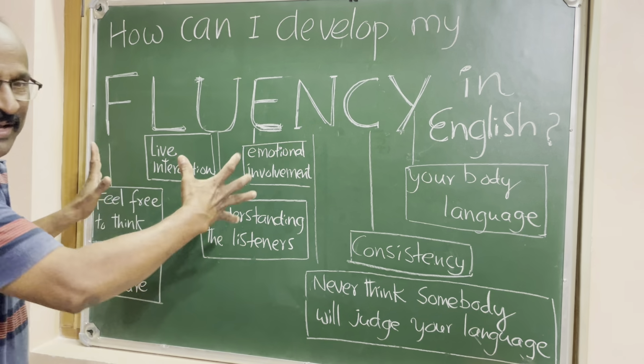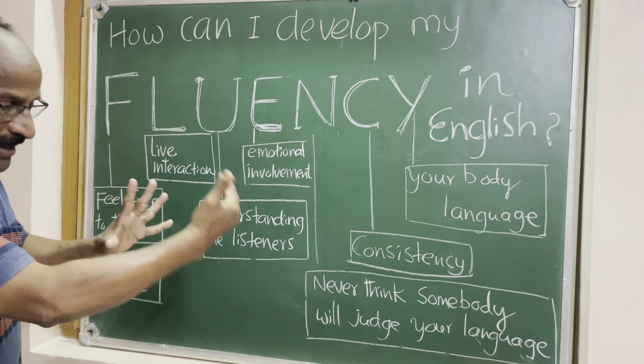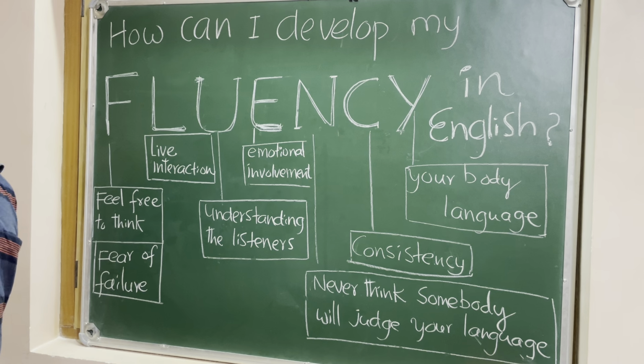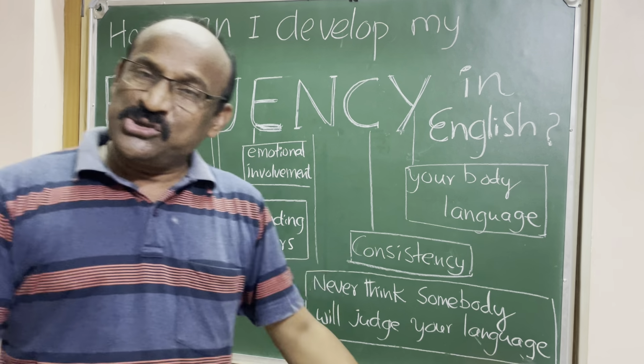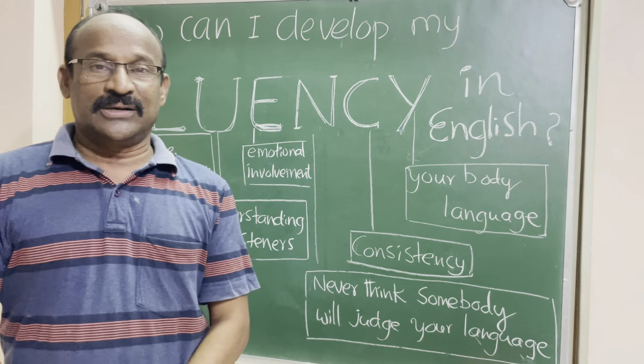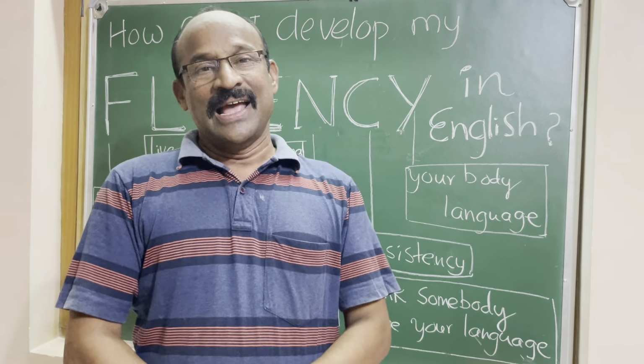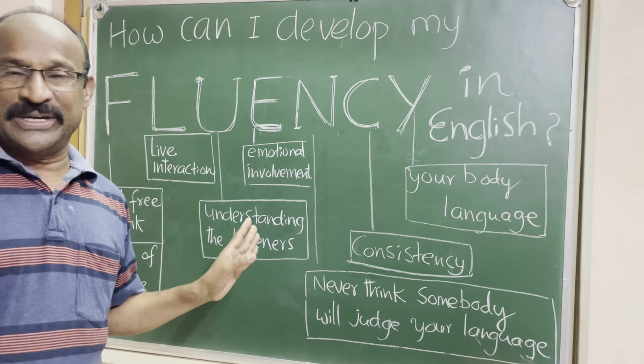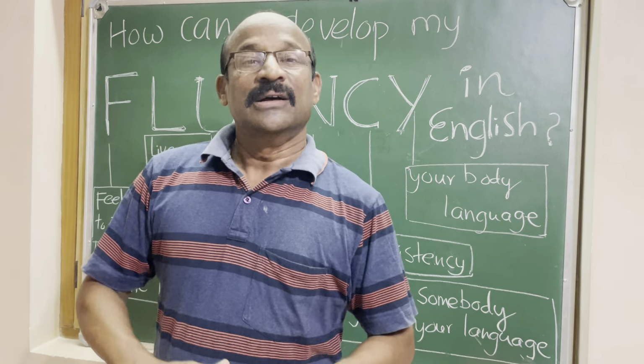Why have I repeated the same thing? Why have I tried to tell the same thing? Because these factors are very important. If you want to be a good fluent speaker, and if you want to develop your fluency, you have to keep all these aspects in your brain and try to speak.